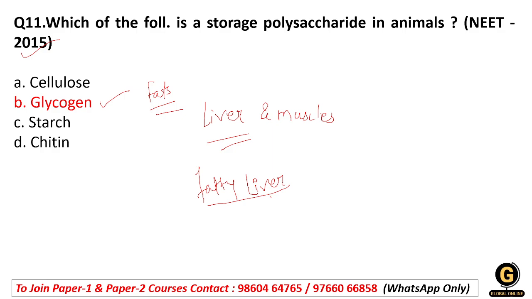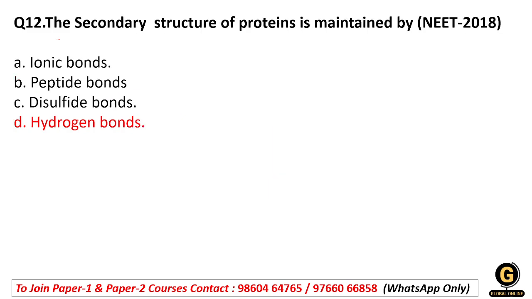Moving forward to the next question. The secondary structure of proteins is maintained by dash: ionic bond, peptide bond, disulfide bond and hydrogen bond. So the right answer is hydrogen bond, because secondary structures like alpha helix and beta pleated sheets are stabilized due to hydrogen bonding. Yes, beta pleated sheets are stabilized due to hydrogen bonding. This question was asked in the year 2018.